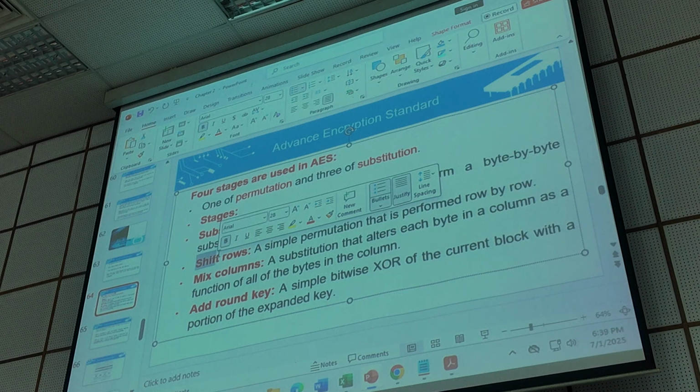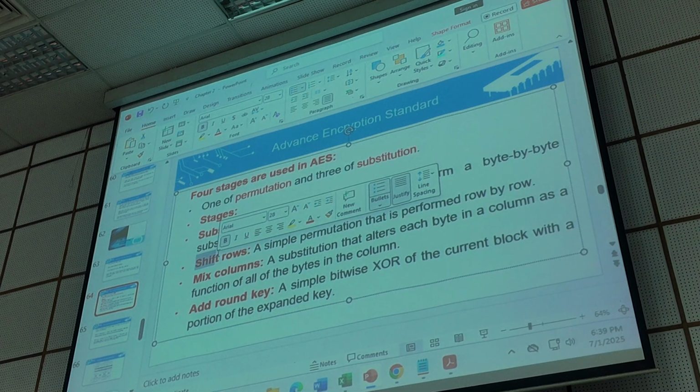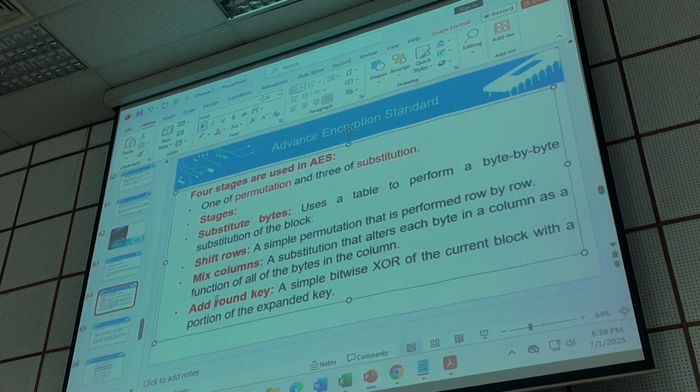Do you know what shift is? Shift. For example, your friend moves from the first place, shift 1 place. So shift to the right. Your friend will shift to the right. Shift. Okay? Then mix columns and add round key.